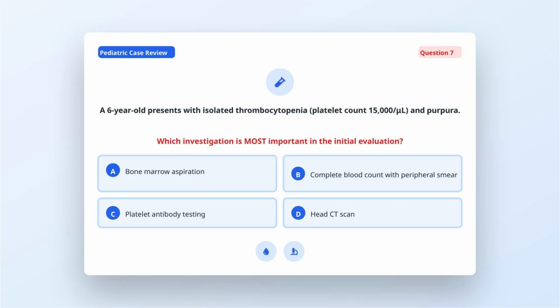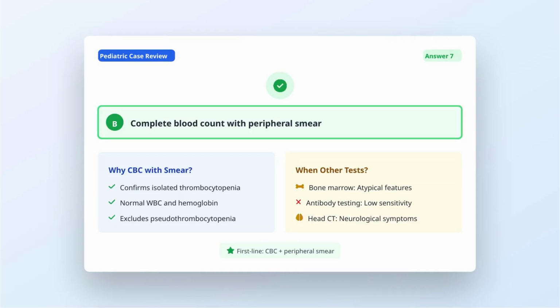Let's move on to investigations. A 6-year-old presents with isolated thrombocytopenia with a platelet count of 15,000 per microliter and purpura. Which investigation is most important in the initial evaluation? A. Bone marrow aspiration. B. Complete blood count with peripheral smear. C. Platelet antibody testing. D. Head CT scan. The correct answer is B.